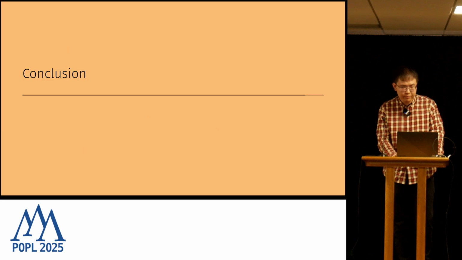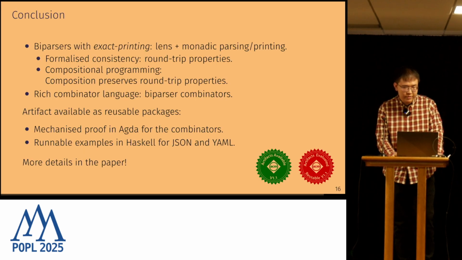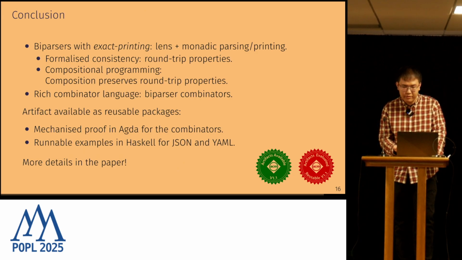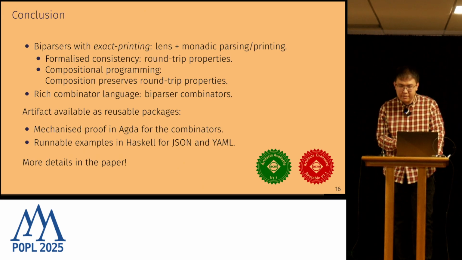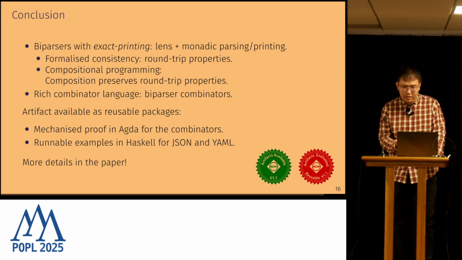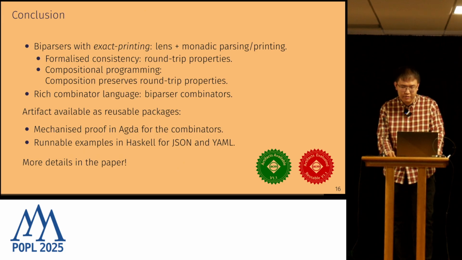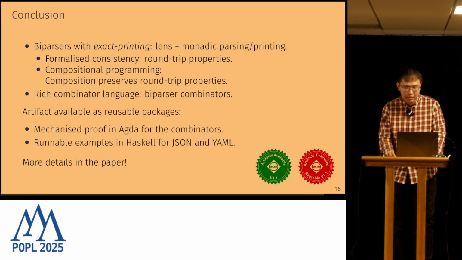Finally, to conclude, we present biparsers with exact printing for data synchronization. This is lens generalized with monadic parsing and printing. We have formalized consistency for it, which is the round-trip properties. And we also support compositional programming with this main result. And we provide a rich collection of combinators to construct practical biparser examples. And yeah, thank you. And more details in the paper.